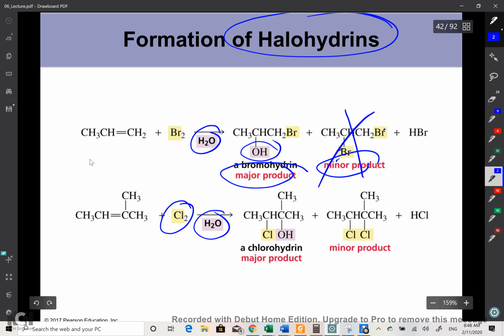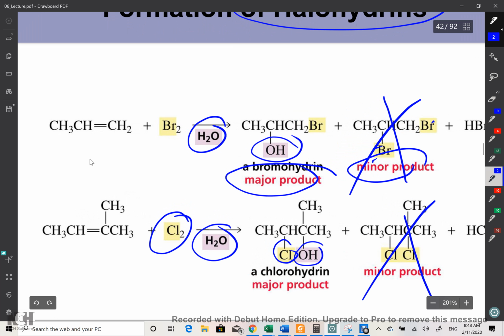Same thing with the chlorination. When you have chlorine and water present, one of the carbons gets the OH, and the other one will take the chlorine. I will say forget about a minor product. I don't like it. It will not be formed.